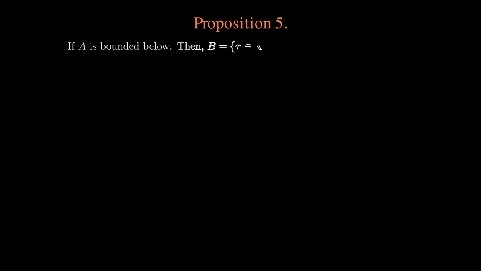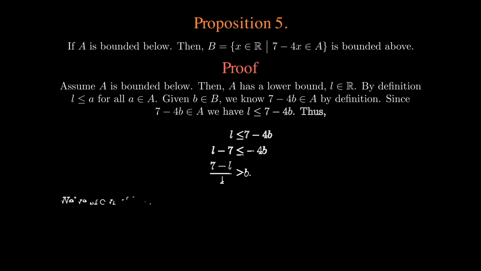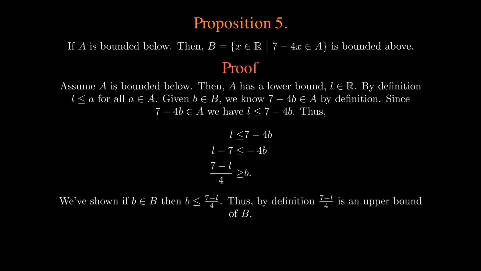Looking at one more example, we have that if A is bounded below, then the set B is bounded above. We follow the same steps as before, use the definition of a lower bound for A, then pick an arbitrary element in B and unpack its definition. In this case, we know that since 7 minus 4b is in A, we can say that 7 minus 4b will be greater than or equal to L, the lower bound of A. Solving for b gives us the inequality that b is less than or equal to (7 minus L) over 4, making this an upper bound for b.